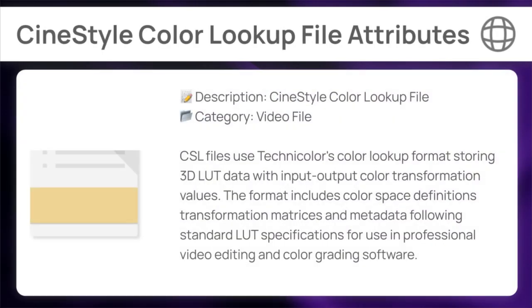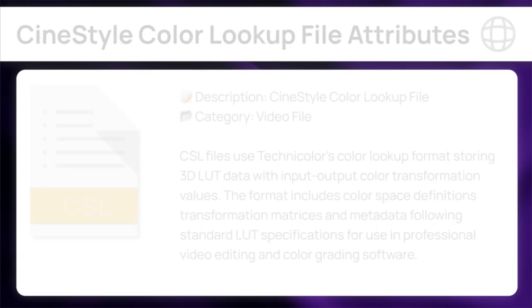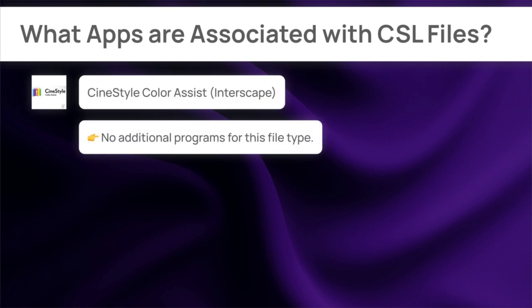CSL files use Technicolor's color lookup format, storing 3D LUT data with input-output color transformation values. The format includes color space definitions, transformation matrices, and metadata following standard LUT specifications for use in professional video editing and color grading software. The primary software for CSL is recognized as CineStyle Color Assist, developed by Interscape.